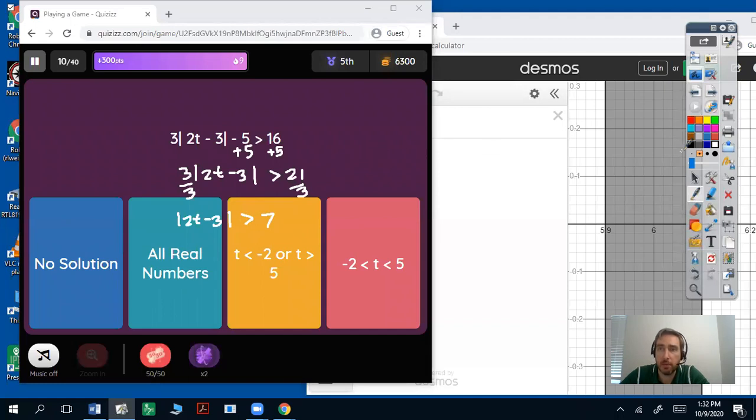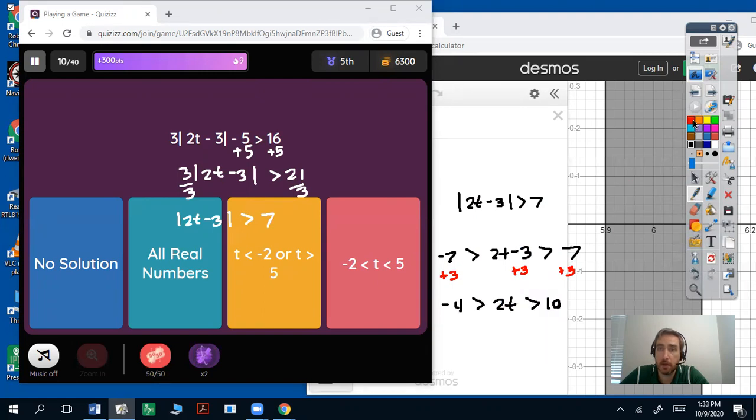And let me write that over here. So you have absolute value 2t minus 3 is greater than 7. I like to do a negative 7 greater than 2t minus 3 greater than positive 7. And then we can add 3 to both sides. So it's going to be negative 4 greater than 2t greater than 10. Then we can divide by 2. And so we say negative 2 greater than t greater than 5.